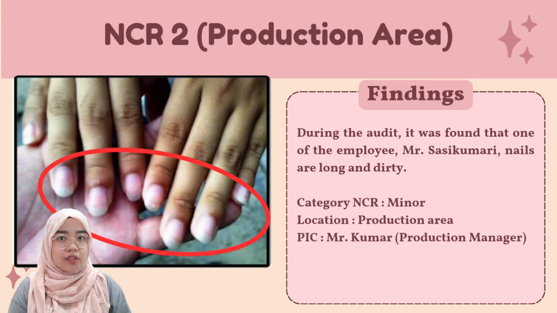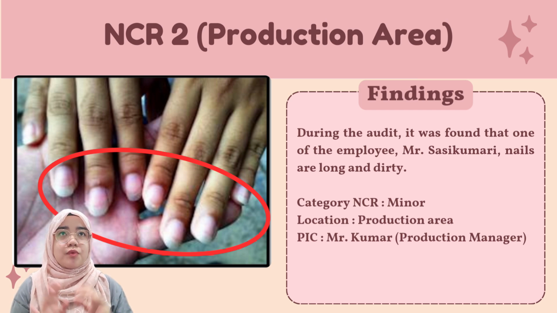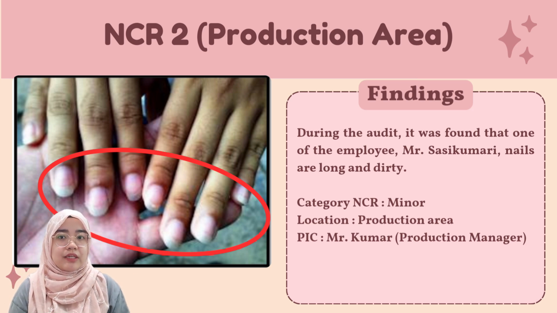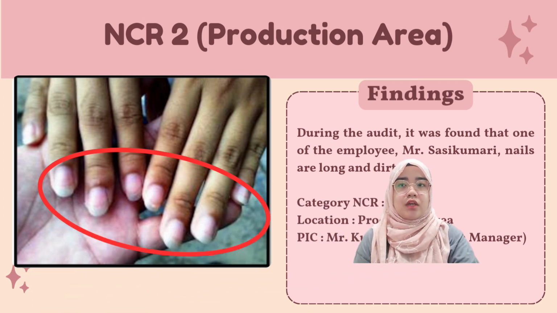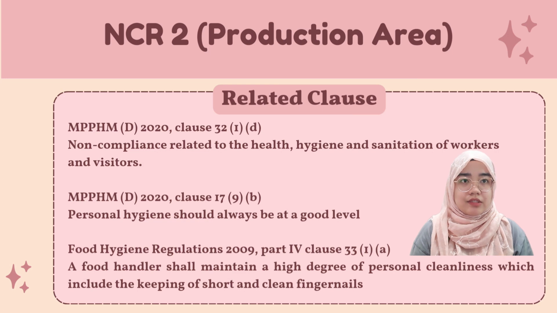Moving on with the second non-conformance. During the audit, it was found that one of the employees, Mr. Sasikumari, has long and dirty nails. It was categorized as a minor NCR and located at the processing area. The person in charge is Mr. Kumar, the production manager. The related clause with this NCR is MPPHM Domestic 2020 Clause 32 1D.